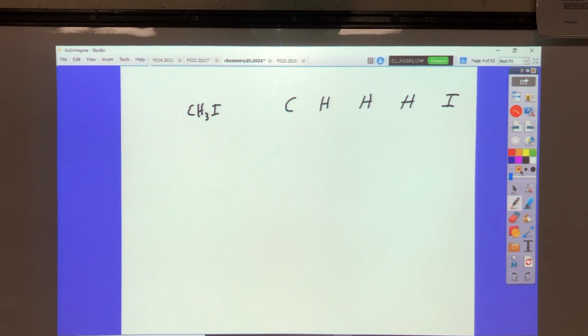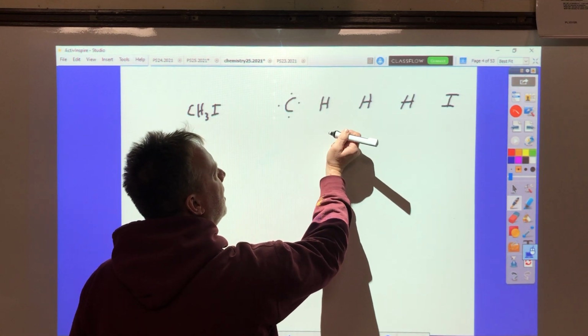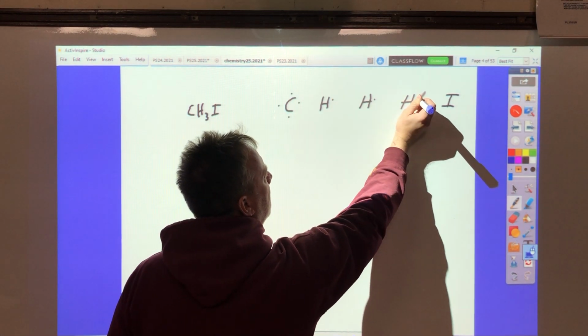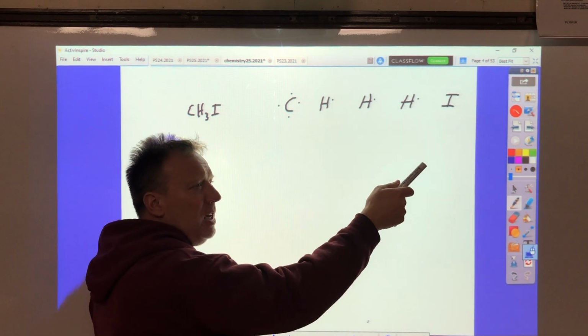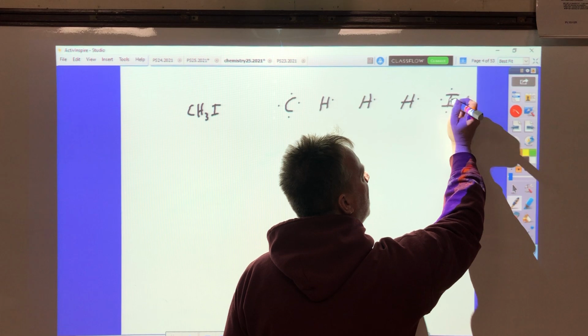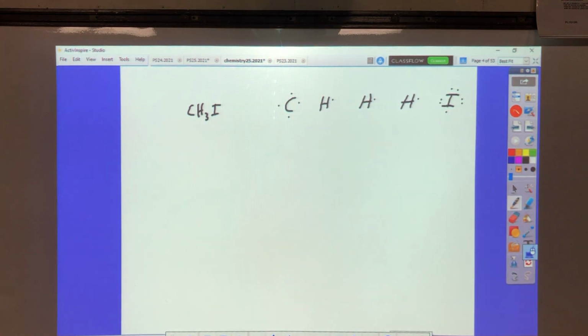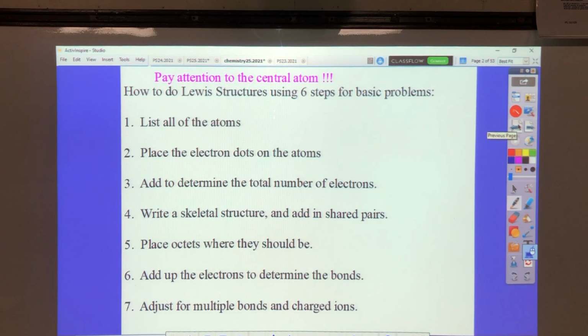And you put those electron dots in. Carbon has 4. 1, 2, 3, 4. Hydrogen has 1. 1, 1, and 1. And iodine, in the next to last column, the halogens, has 1, 2, 3, 4, 5, 6, 7. You know how to do that. We didn't have problems with that. Then, next step, we add them up to determine the total number of electrons.